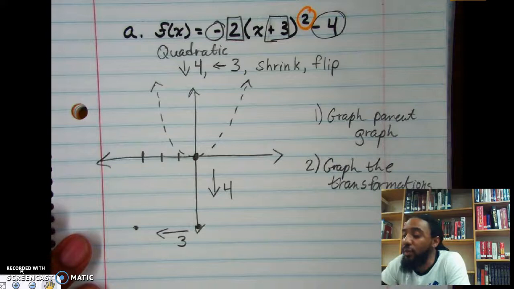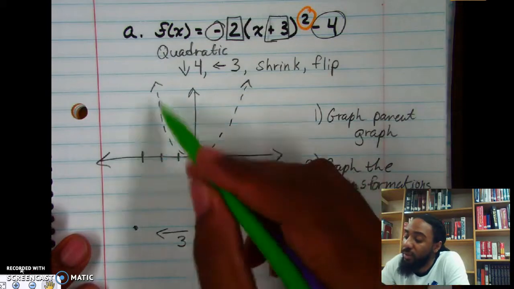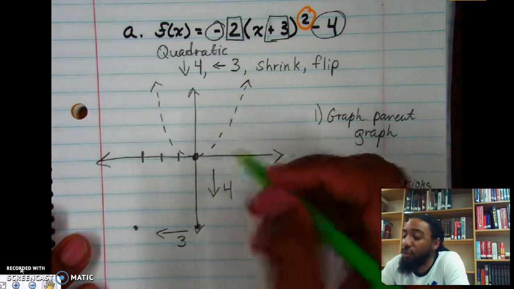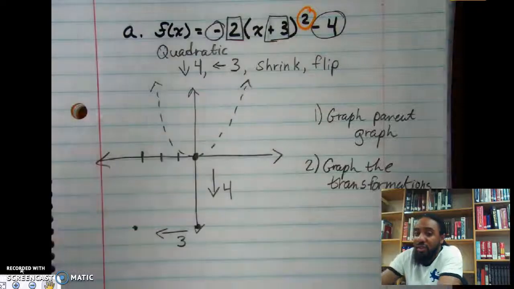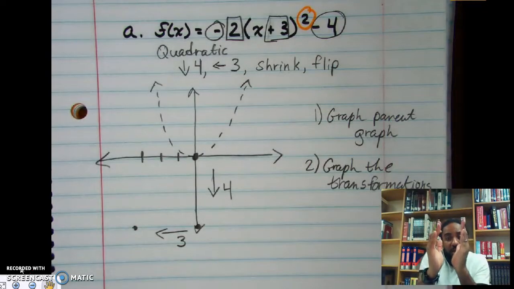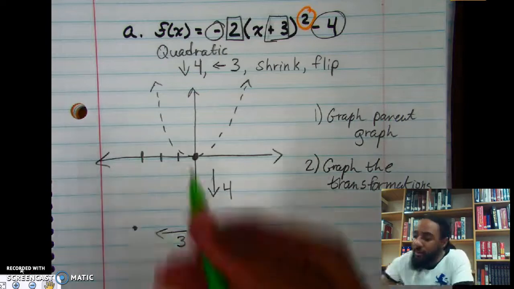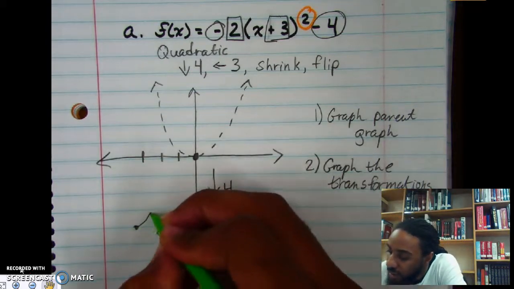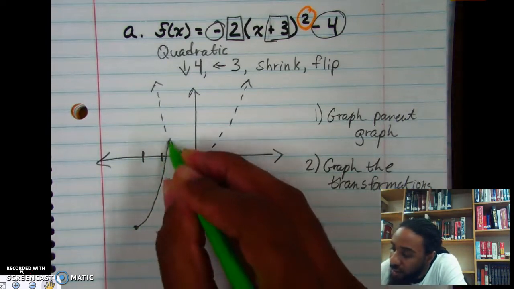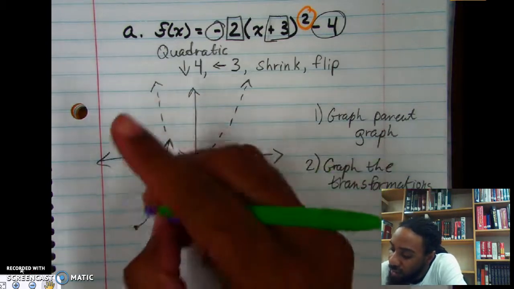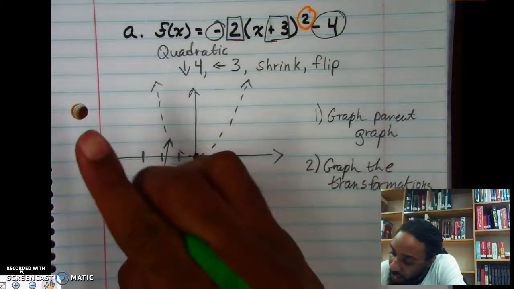All right, so we're going to shrink it first. Let's go ahead and shrink it first. The parabola just normally goes like this. So what we're going to do is make it smaller. We're going to just shrink it in. Normally it's a U shape like that. We're just going to bring it in. So that's how we shrink it. We bring it in. Sorry, it should be a dotted one because we haven't flipped it yet.